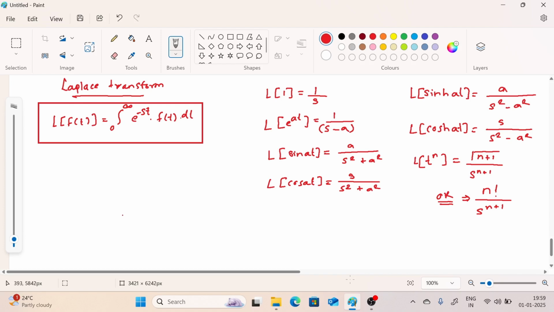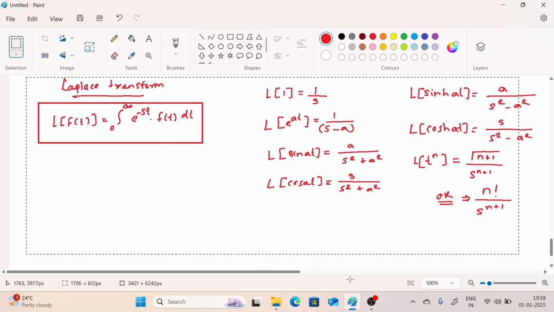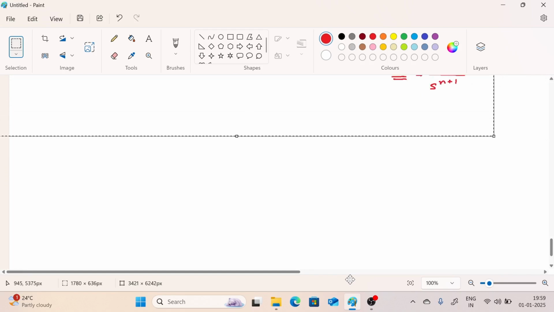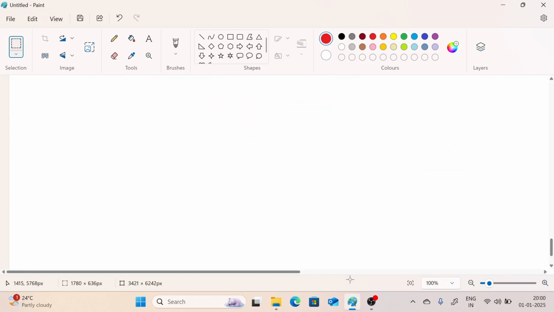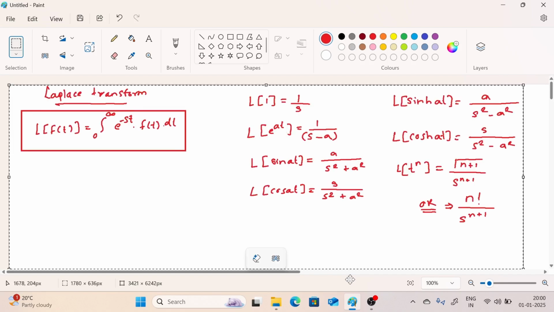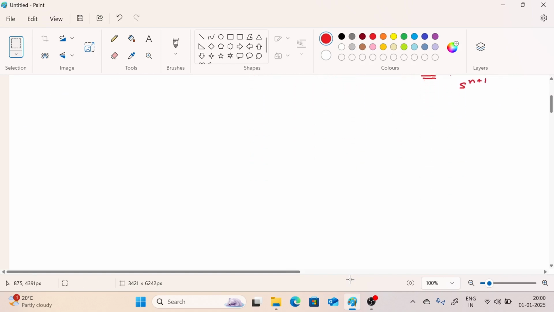Now based on these basic values or formulas, we are going to solve some examples.